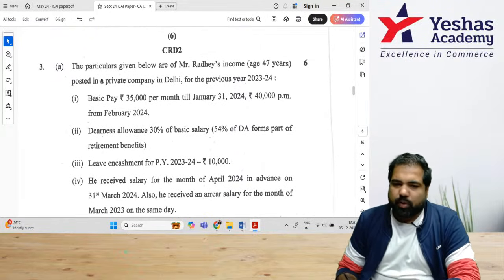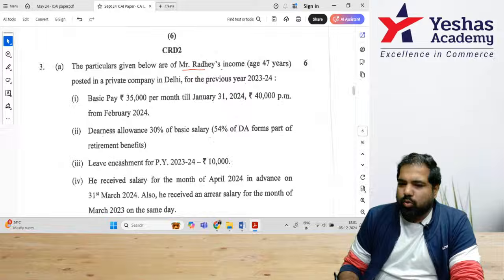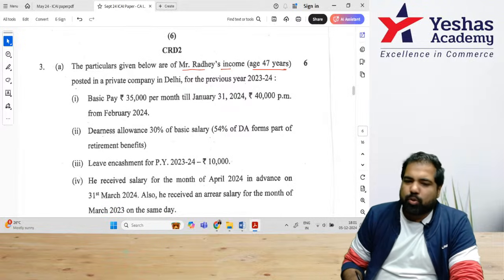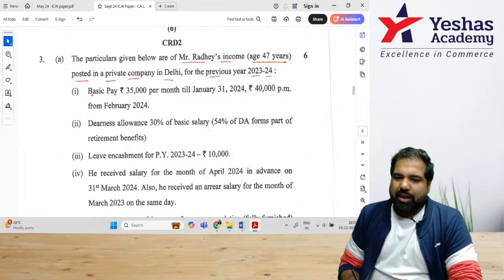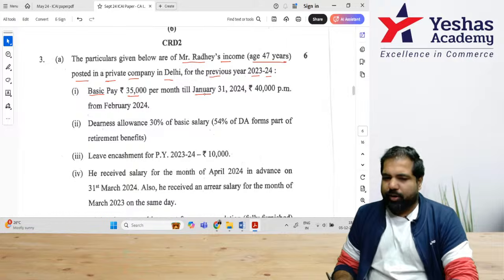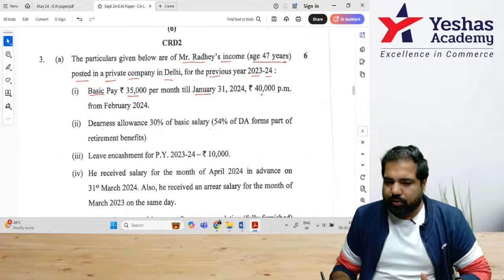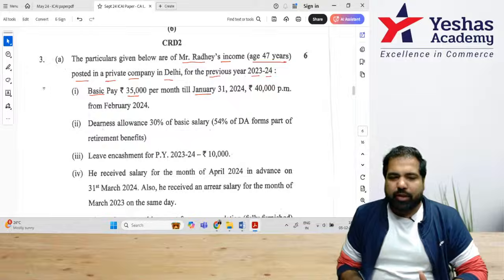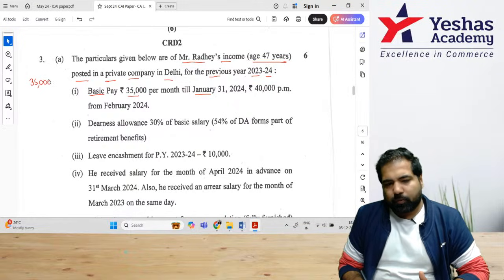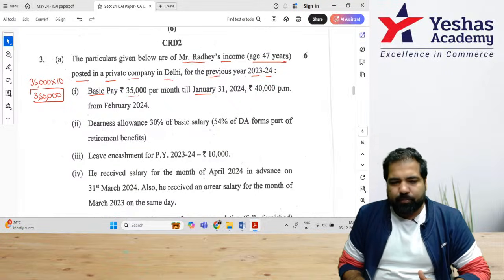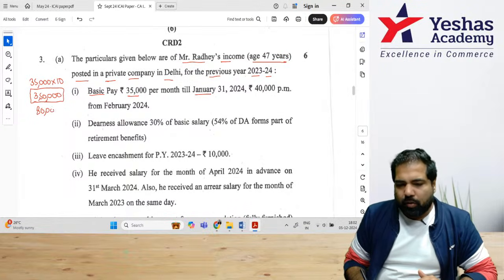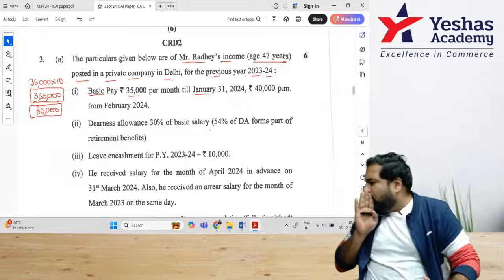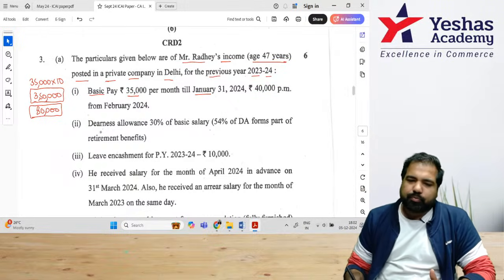So there is this person, particulars given are of Mr. Radhe, age 47 years, who is posted in a private company in Delhi for the previous year 23-24. Now, his basic pay is 35,000 till January. So April to January, it's 35,000 into 10 months, that is 3,50,000 is his basic pay. Plus 40,000 from February and March, so 2 months, that is 80,000. This totals up to his basic pay, which is 4,30,000.